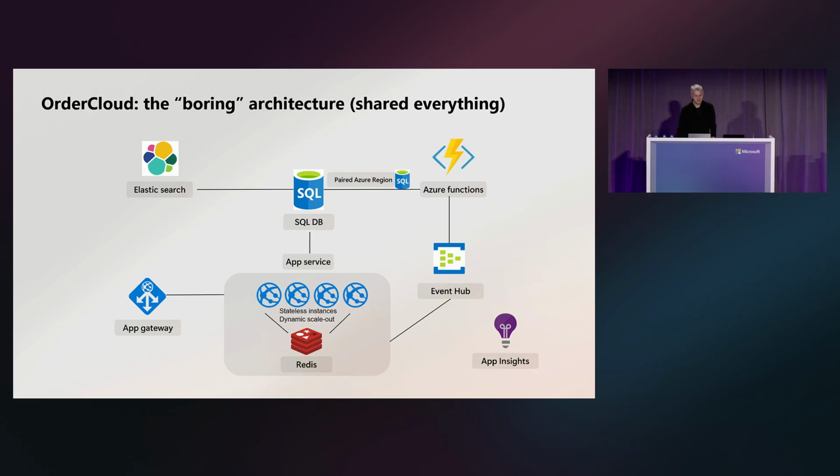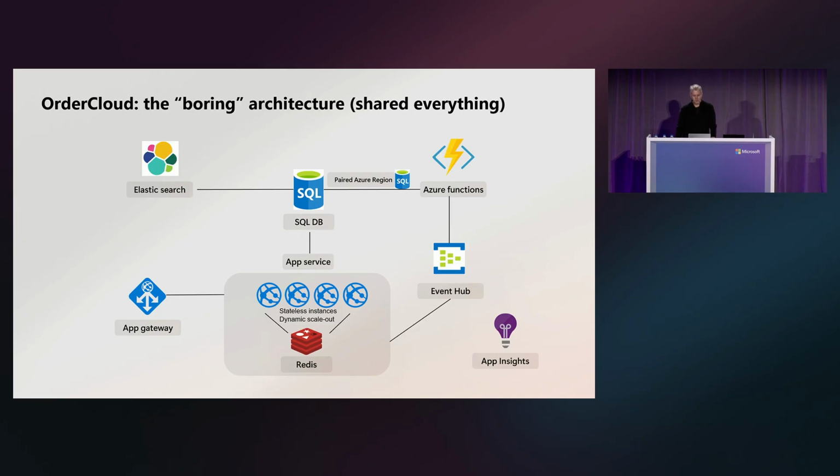So when I show people this diagram, I get the same reaction every time. It's boring. And that is the point. This is a very simple architecture for the problem that we're trying to solve. WAF for security, app services for compute that scale horizontally, nothing special there. SQL for persistence, Event Hub for queuing async work to Azure Functions, Elasticsearch to flatten commerce complexity and make the queries blazingly fast. App Insights for monitoring.